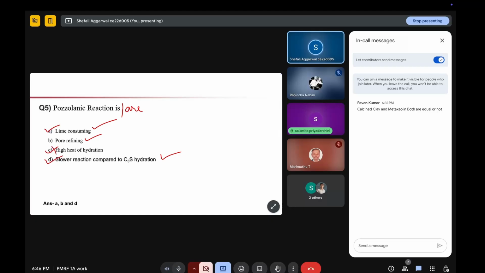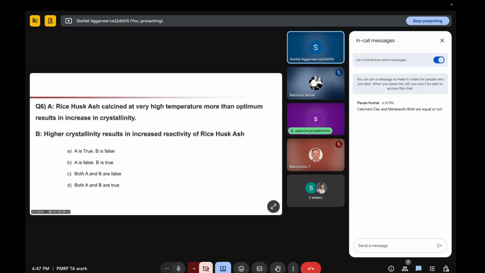Higher heat of hydration is not correct, because higher heat of hydration means you have a very high content of C3A. If you have higher content of C3A or C3S, then only you have higher heat of hydration. But in case of pozzolanic reaction, nothing of that sort is happening. You are not increasing the content of C3A and C3S. Therefore, there is no higher heat of hydration. I hope that's clear.